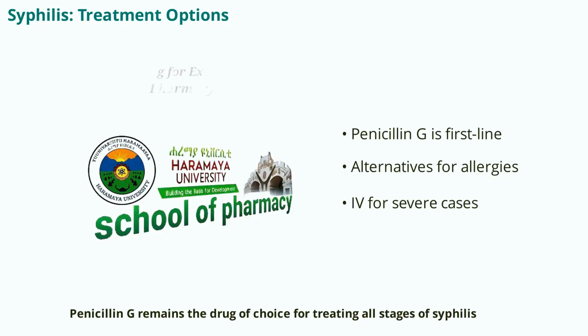Penicillin G remains the drug of choice for treating all stages of syphilis. For primary, secondary, or early latent syphilis, a single intramuscular dose of benzathine penicillin G is recommended. Late latent syphilis requires 3 weekly doses. Neurosyphilis and congenital syphilis are treated with intravenous penicillin G. For patients allergic to penicillin, alternatives like doxycycline or tetracycline can be used, though treatment duration may be longer.